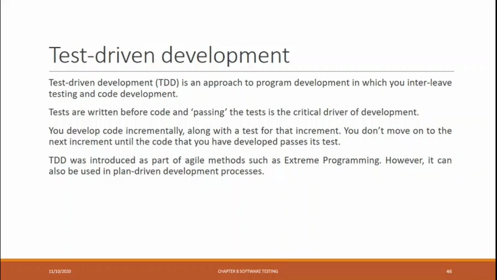You do not move on to the next increment until the code that you have developed passes its test. So if you find a defect in a particular component and changes are left to be done, you cannot go to the next component. Once it has been completed, only then can you go to the next stages. Test-driven development was introduced as a part of agile methods such as extreme programming. However, it can also be used in plan-driven development processes.